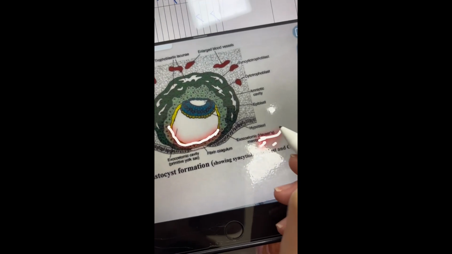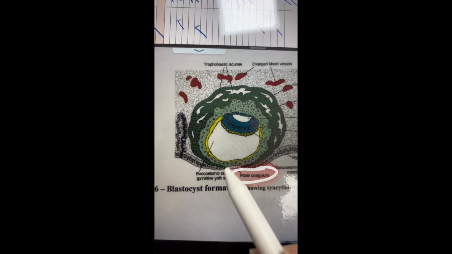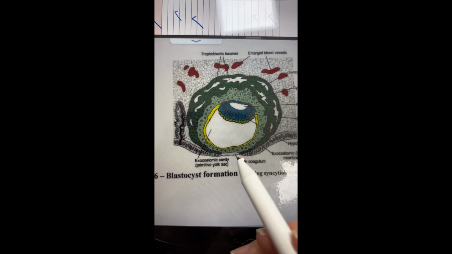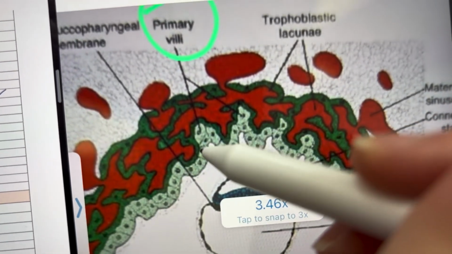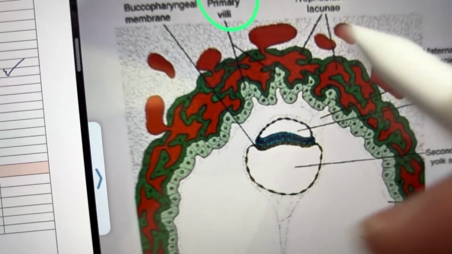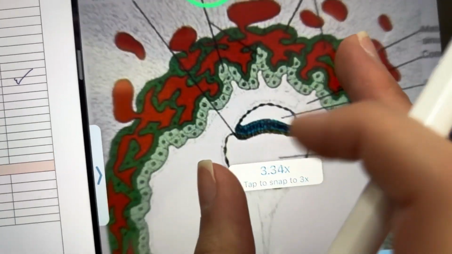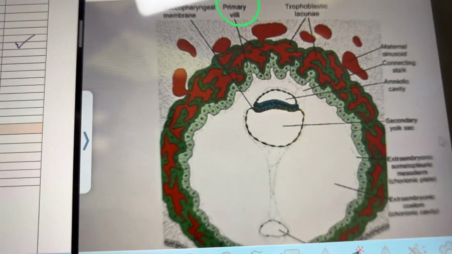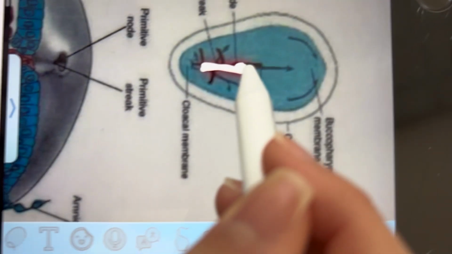It has another name as well. And here we also have the fibrin coagulum, which basically seals the implanted embryo at the implantation site. Here we have the primary villi. As you can see, these are small cells that will later develop into secondary and then tertiary villi. And here we have the buccopharyngeal membrane, or the oropharyngeal membrane. It's the same. You see the primitive streak, and here is the primitive node.